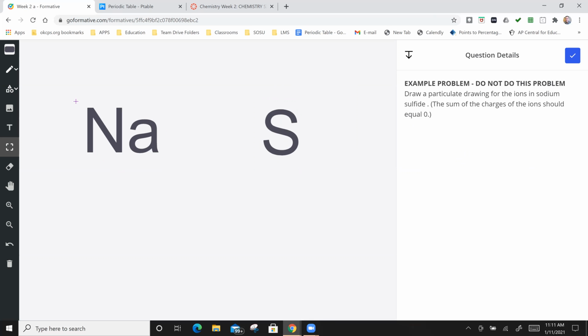All right, so we need to draw the particular drawing for the ions. I do not want you to draw dot structures here. That is not what we're looking for. All we're looking for is compounds where the sum of the charges equals 0. So all we're doing is showing the ions here. Okay, so in order to do that, we need to know what charge sodium will form.